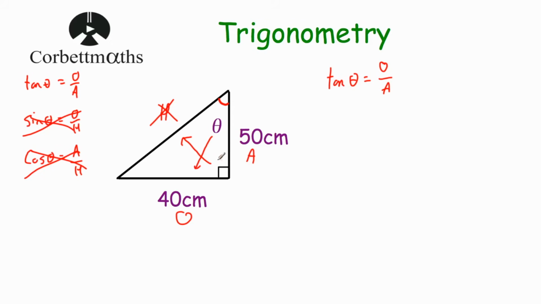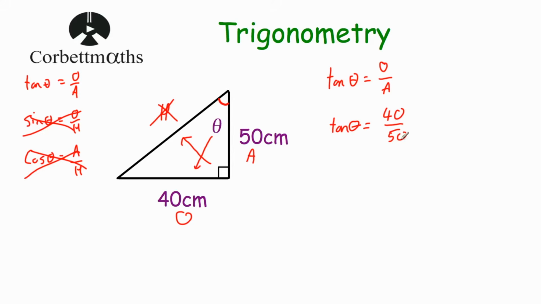Now let's substitute in our values. The tan of theta is equal to the opposite. In this question the opposite is 40 centimeters, so instead of writing O, we're going to write 40, divided by the adjacent, and the adjacent is 50 centimeters, so that's divided by 50. So the tan of this angle is equal to 40 divided by 50.